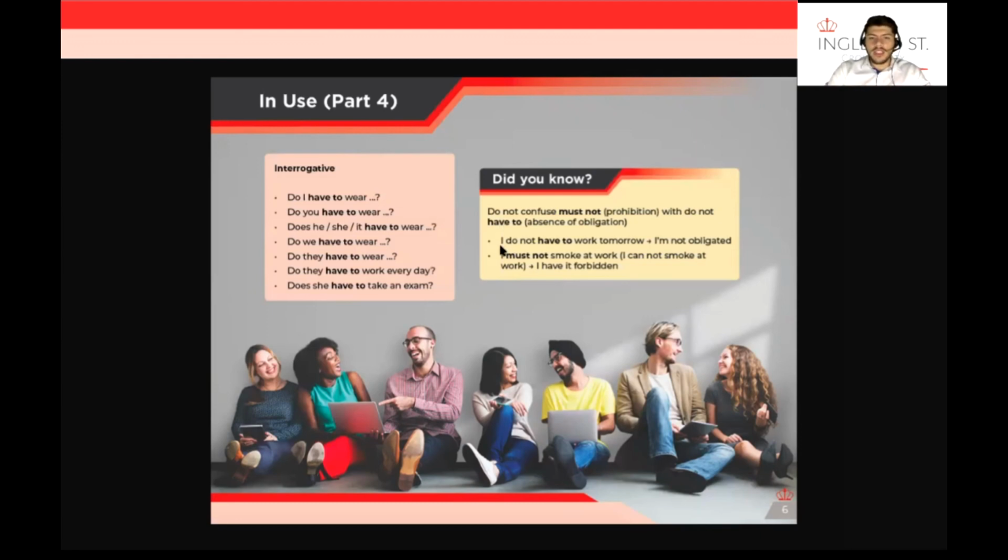And here we have some examples. I do not have to work tomorrow. Okay, I'm not obligated to work tomorrow, but I can do it. Which is very different to this one. I must not smoke at work. I cannot do it. It is forbidden. Okay, so must not is for a prohibition, and do not have to is for the absence of obligation.